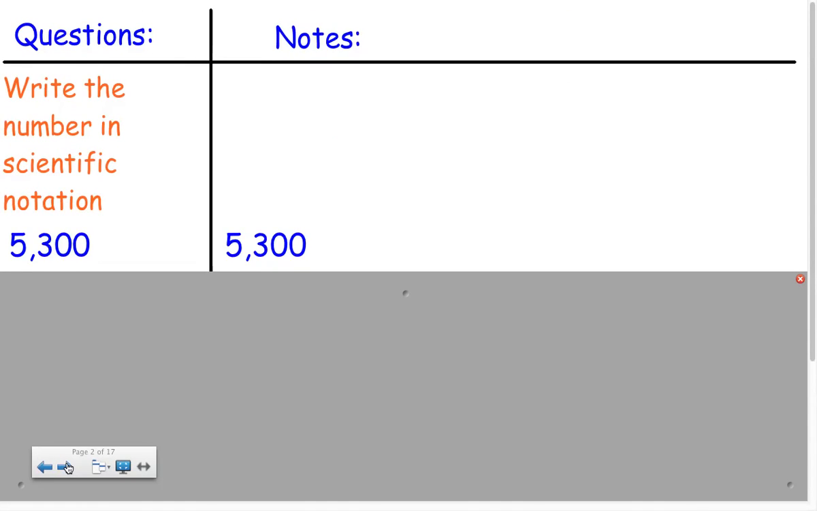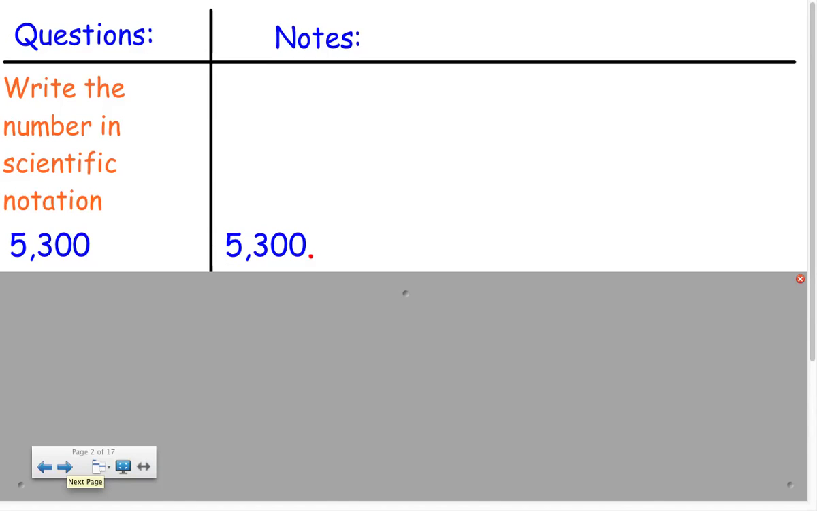Alright, so in the first two slides we're going to write numbers that are currently in standard form in scientific notation. Just a normal number, like for example this one, 5,300, that's in standard form. All numbers start out in standard form. Then we're going to put them into scientific notation. So the first thing we have to ask ourselves is, where is the decimal right now on 5,300? Well, the decimal on any whole number is at the very end. So I'm going to put my decimal right there.